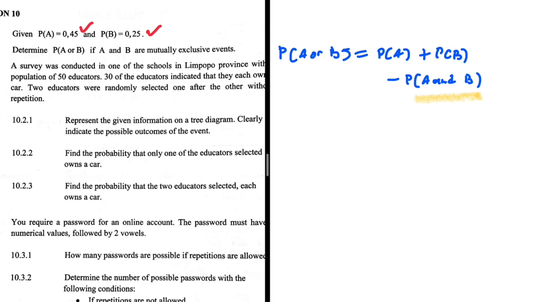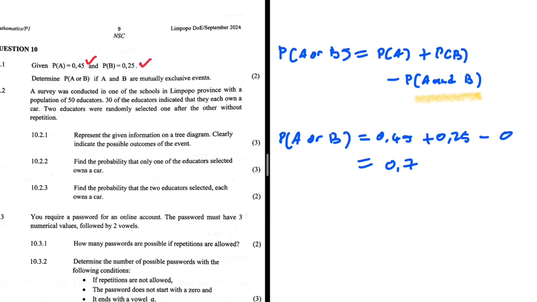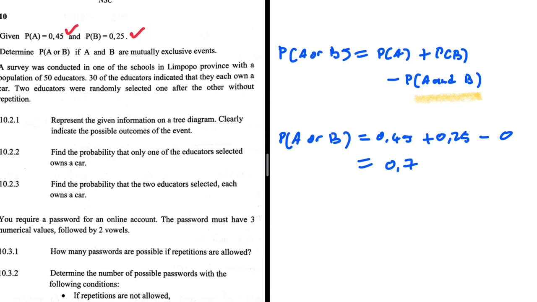For instance, the probability that it will rain and the probability that it will not rain, those two events cannot occur at the same time, right? It cannot rain and not rain at the same time. So the probability of A or B, because they're mutually exclusive, will be 0.45 plus 0.25 minus 0, which will give us 0.7. So that is the probability of A or B, given that they are mutually exclusive.